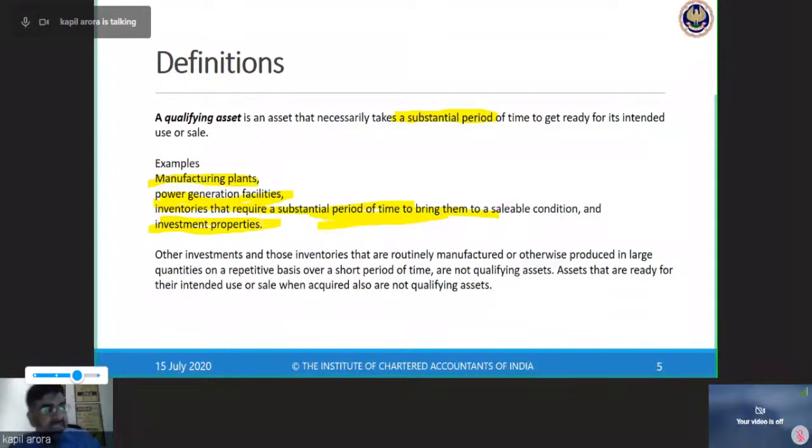Right? These are certain examples, but there are a lot many examples as you have mentioned. It could be building, it could be software also. Right? Depending on how much time we are considering. Which inventories?